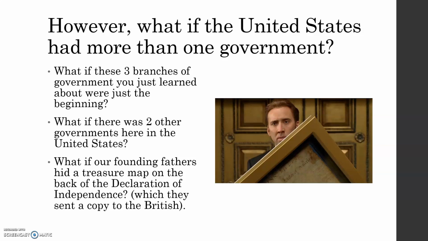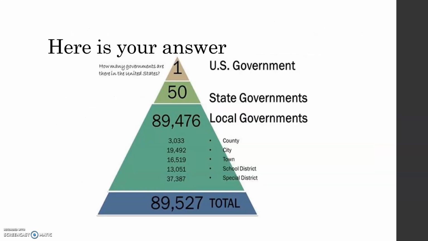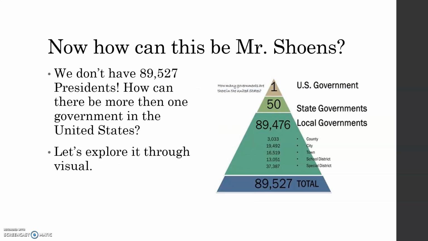So, how many governments does the U.S. have? If you answered 1, you were wrong. If you answered 3, you were wrong. It's actually 89,527 total. If you did get it right, great job. Thumbs up. Okay, how can this be, Mr. Shoens?